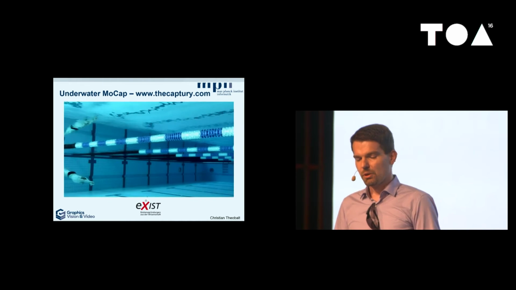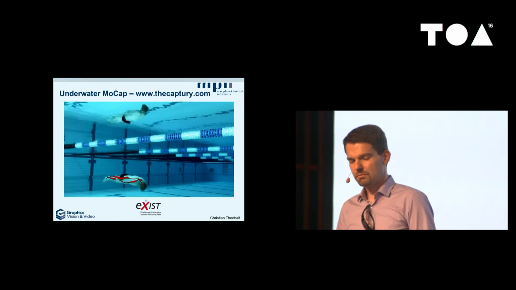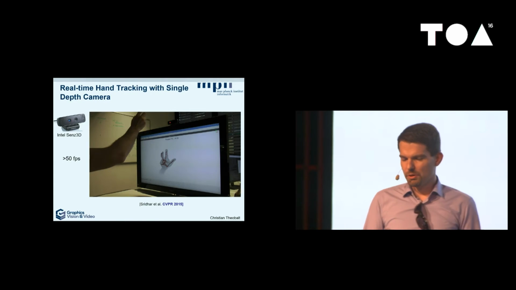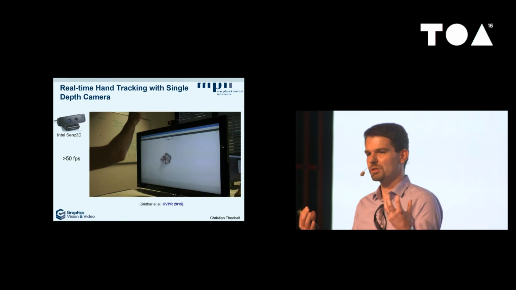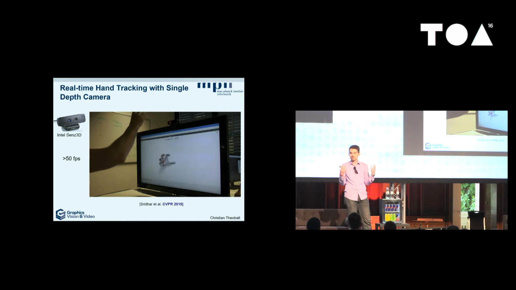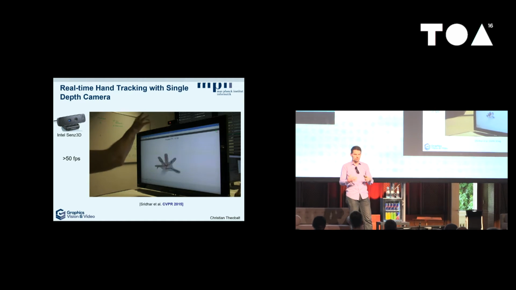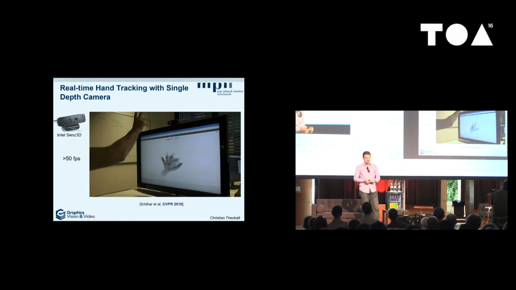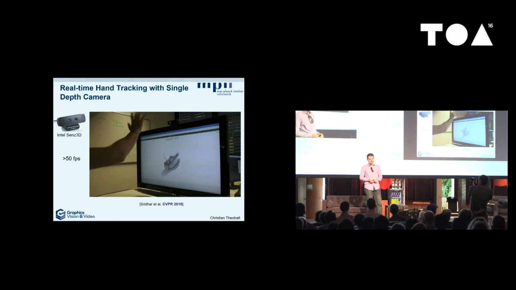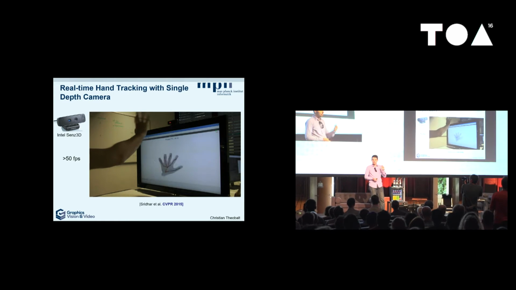So far, I've mostly talked about full body motion, but what we're also interested in is hand tracking. Hand motion capture is almost a research problem in itself in the computer vision community because of its relevance for interaction and communication. What you see here is one of the first methods that we developed for real-time 3D hand tracking with a single camera.